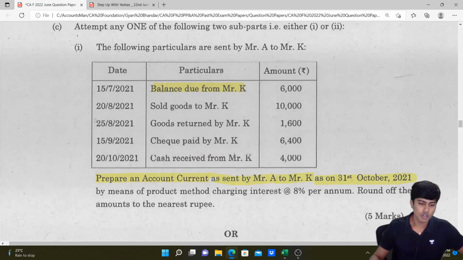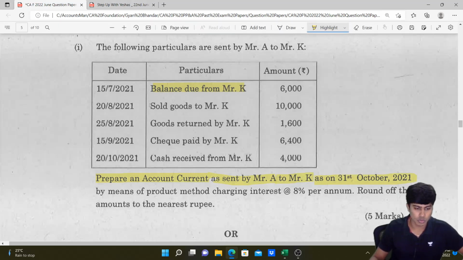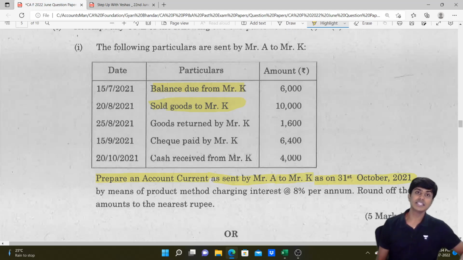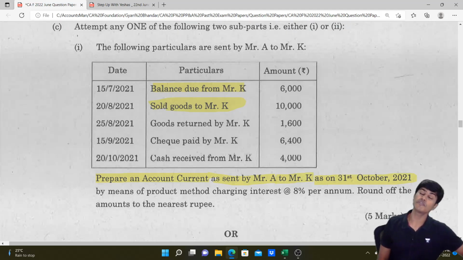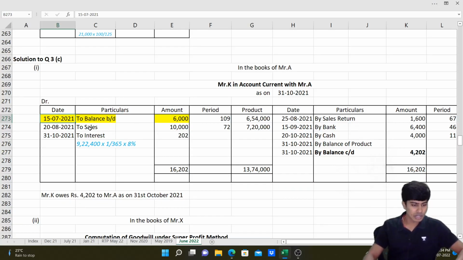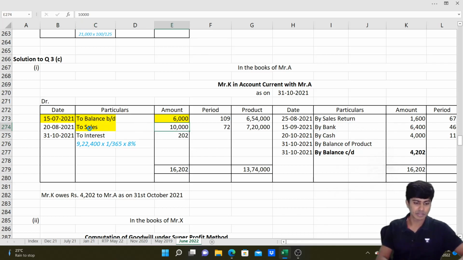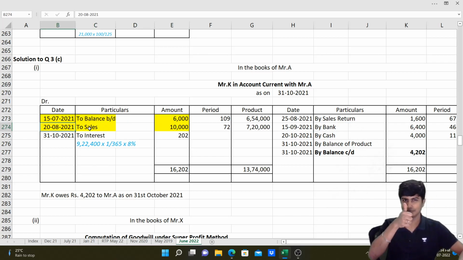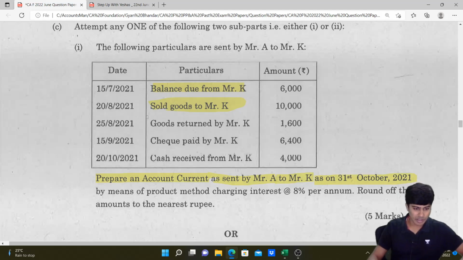Then what do we have? Sold goods to Mr. K. When you A sell goods to K, amount receivable from K will further increase. So the journal entry is K account debit to sales. This is like K account. So I'll write here to sales 10,000. Got that?